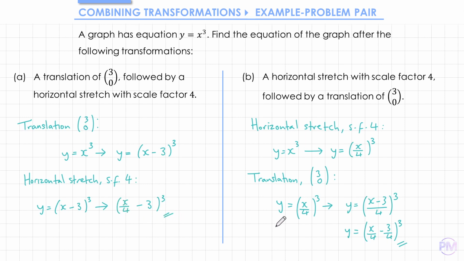And I often see students getting questions like part B wrong because they don't write down the working out when they've applied the transformations. They just write the transformations down and hope for the best. So whenever you're doing questions like this, particularly if the transformations are in the same direction, it's really important to write down the working out after each transformation.